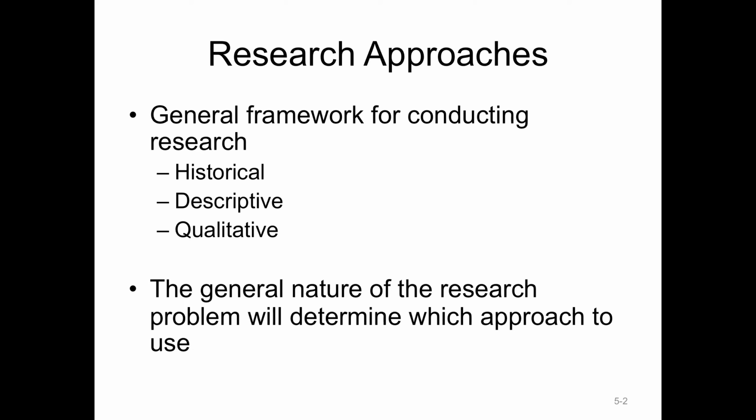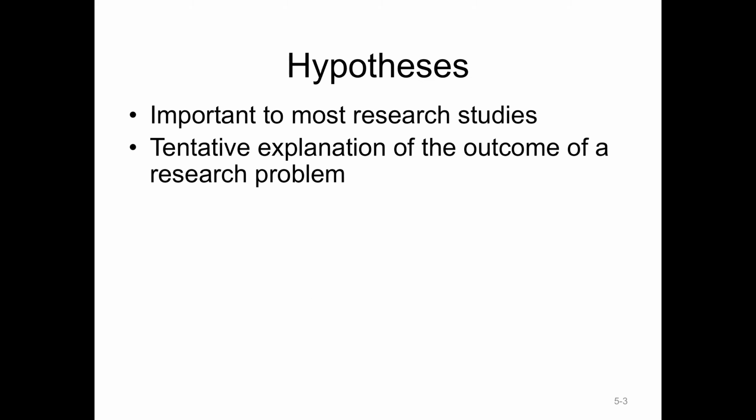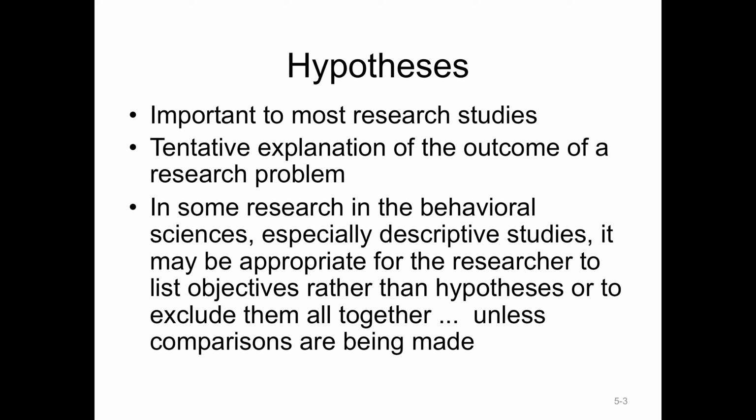For example, historical research, descriptive, qualitative research. We in kinesiology and exercise, and specifically exercise physiology, it's probably more experimental research. And the general nature of the research problem or the research question will determine which approach you will use. So the hypothesis, it's most important to research studies, and it's a tentative explanation of the outcome of the research problem. So what do you think is going to happen?